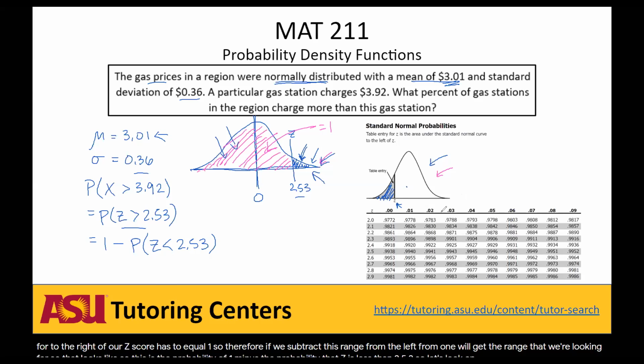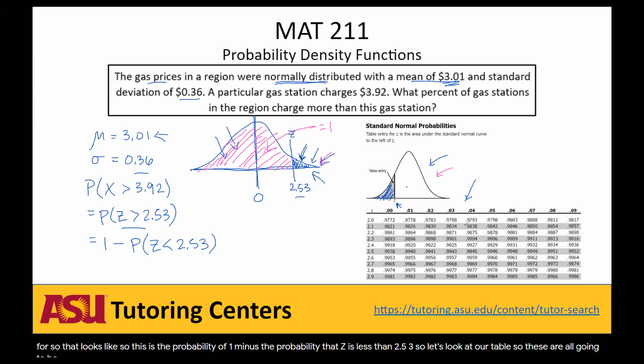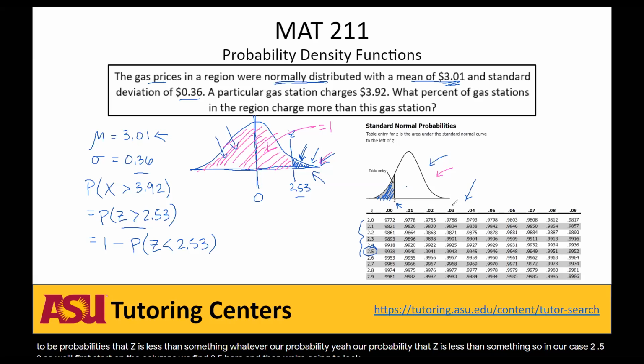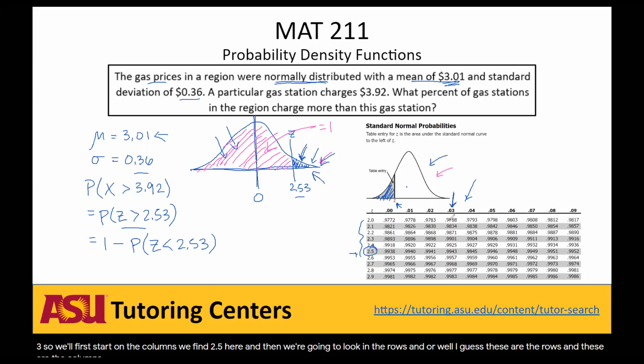So let's look on our table. These are all going to be probabilities that z is less than something, so in our case, 2.53. We'll first start on the columns. We find 2.5 here. And then we're going to look in the rows, well, I guess these are the rows and these are the columns. But we have 0.03 here. So 2.5 plus 0.03 is equal to our 2.53 that we're looking for.